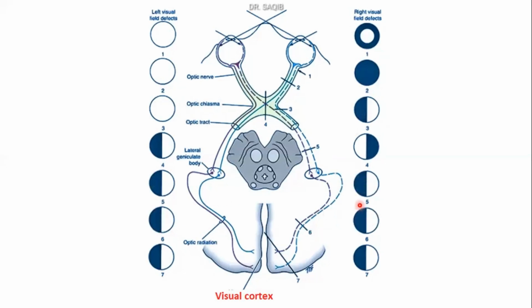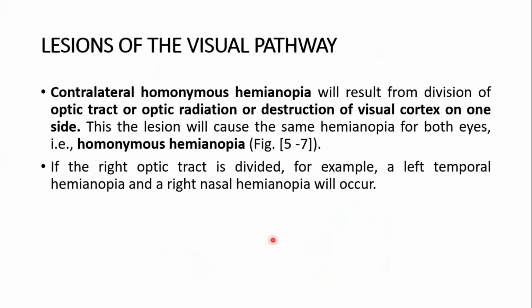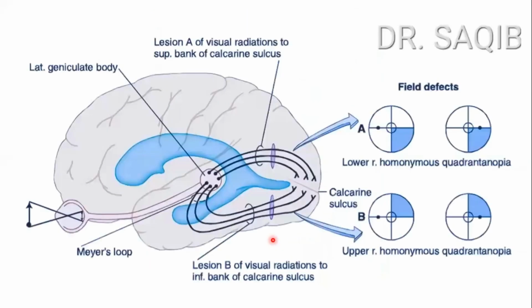The homonymous hemianopia results from number 5, 6, or 7. Number 5 is the lesion of the optic tract. Number 6 is the lesion of the optic radiation. And number 7 is the lesion of the visual area or the visual cortex. Now, this is very interesting, and I wanted to discuss with you definitely the homonymous quadrantanopia, lower right homonymous quadrantanopia and upper right homonymous quadrantanopia.